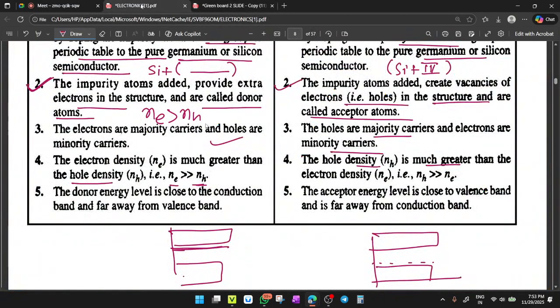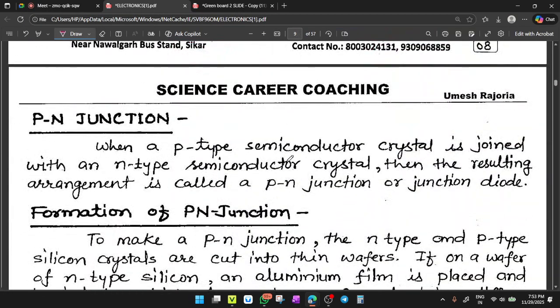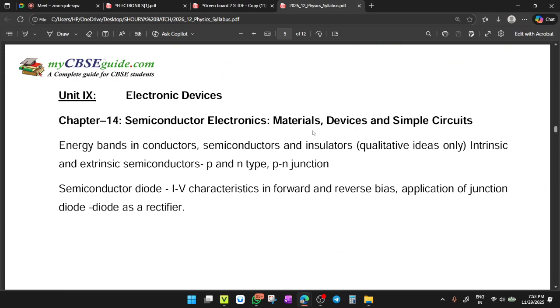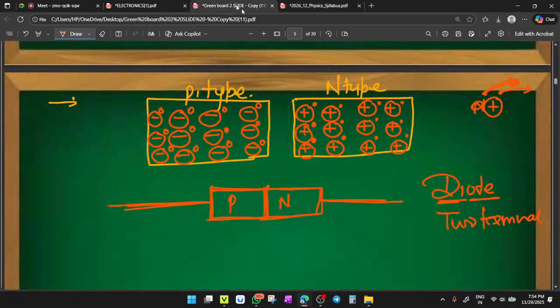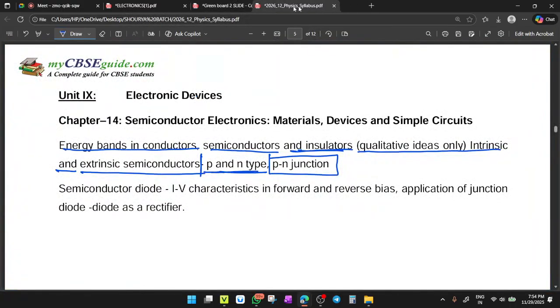Yes. So we are starting our next topic, PN junction diode. According to the syllabus, students, we have completed energy band in the conductors, energy band in the semiconductor, and energy band in the insulator. Qualitative ideas we have completed. Extrinsic semiconductor and intrinsic semiconductor we have completed. Two types of semiconductor, P and N type. Now we are moving to the PN junction. First we see how a junction is formed.